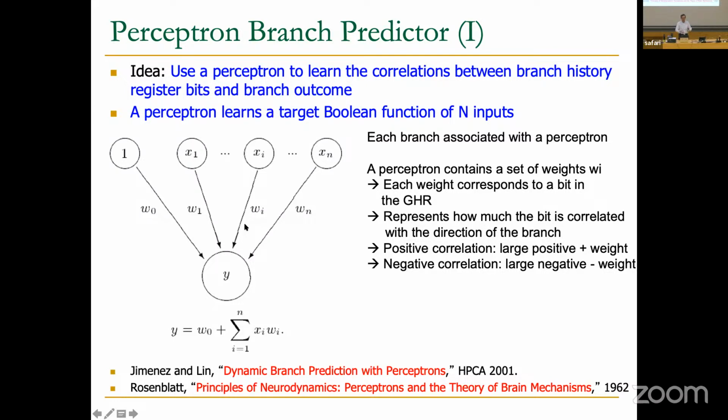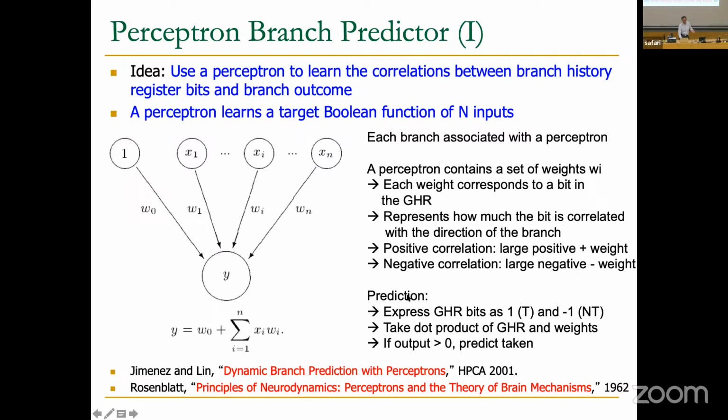So basically, over multiple iterations of execution, you can learn the correlations between the outcome of this branch and the bits in the global history register and encode those correlations in terms of weights. If there's no correlation, the weight would be 0, for example, right? And that particular bit will not affect the outcome as much.